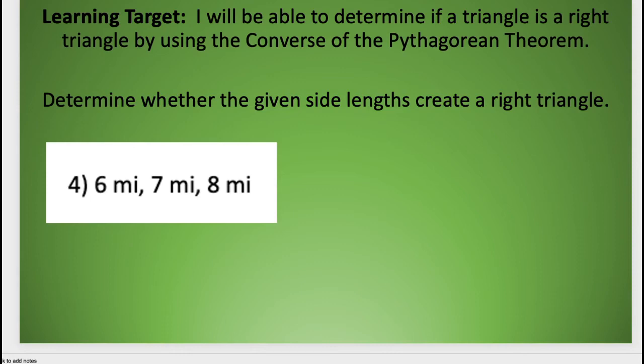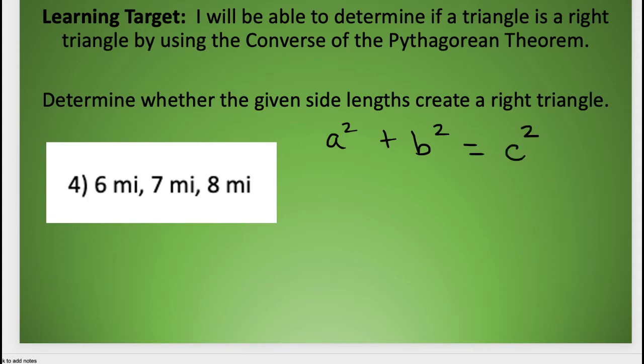Let's practice with a few more examples using the converse of the Pythagorean theorem. So again, we're trying to determine whether the given side lengths create a right triangle or not. Okay, so we're given the side lengths, and we're going to use the Pythagorean theorem to prove whether or not these three side lengths form a right triangle.